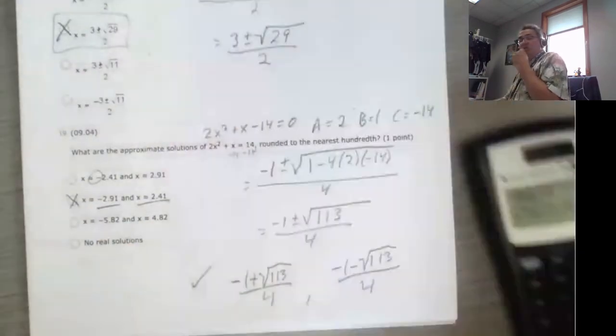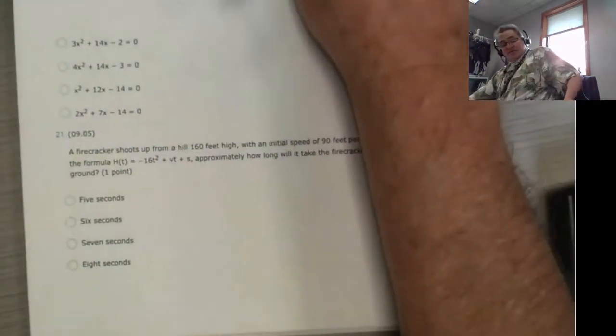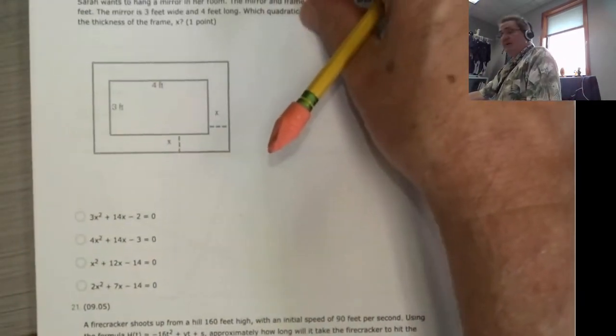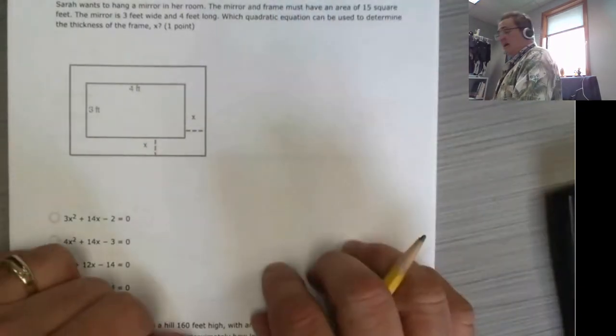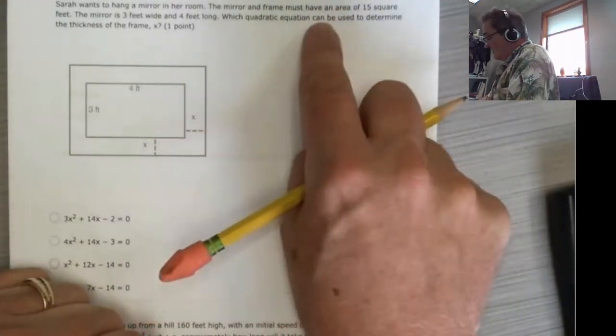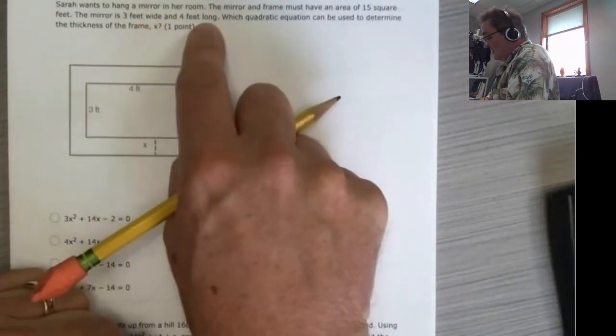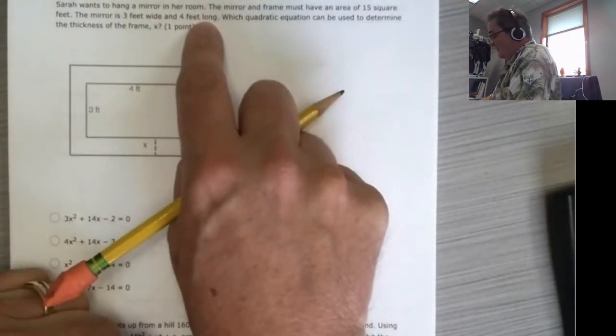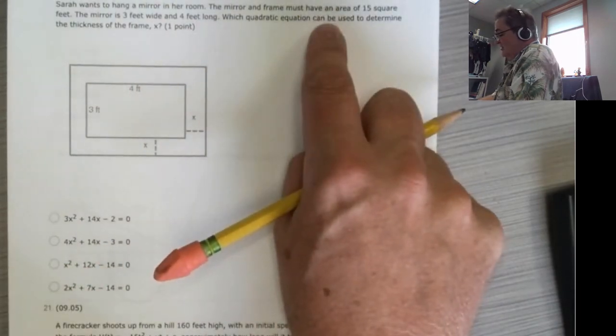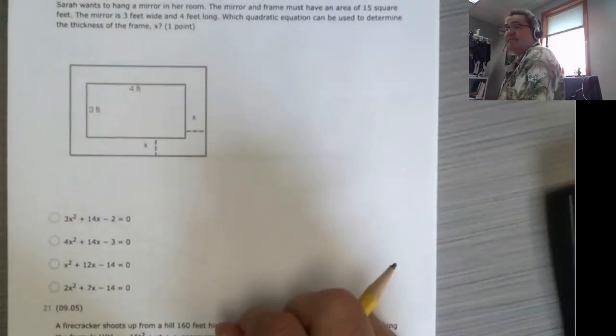All right, we got that. All right, getting close to the end. Not quite there. Sarah wants to hang a mirror in her room. The mirror and frame must have an area of 15 square feet. And the mirror is 3 feet wide, 4 feet long. So what quadratic equation can be used to determine how thick to make the frame?